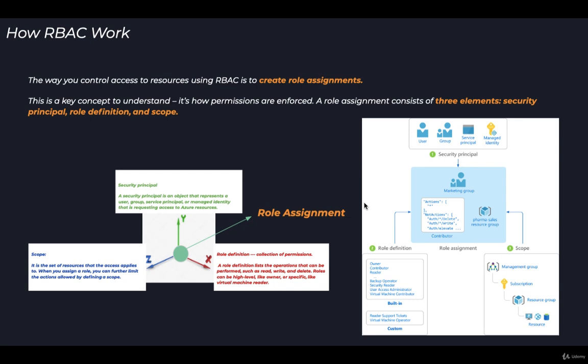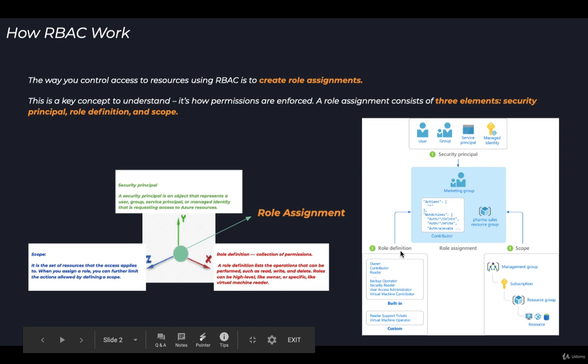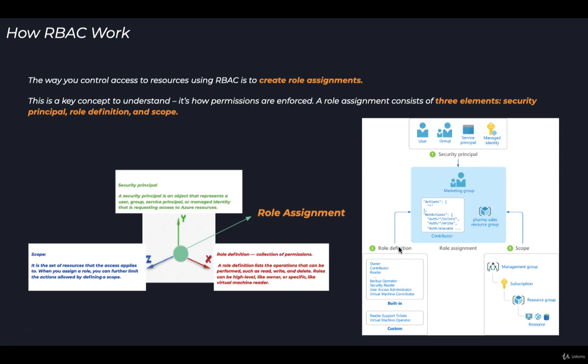In this lecture, we need to pay attention to the concept of role assignment. We'll try to understand it with the help of a security principle, which is the marketing group. We need three things in order to understand RBAC, or role-based access. First is the security principle. We have a group, and the name given to the group is marketing group. Next is the role definition, meaning the collective permissions we provide to a particular group or security principle. The permission we have provided is the contributor role. So what actions can they perform using the contributor role?